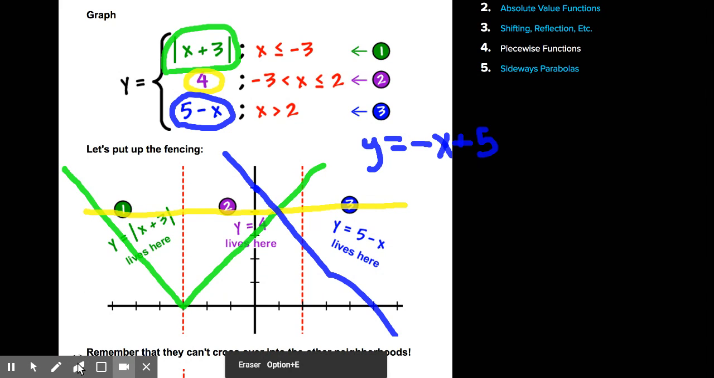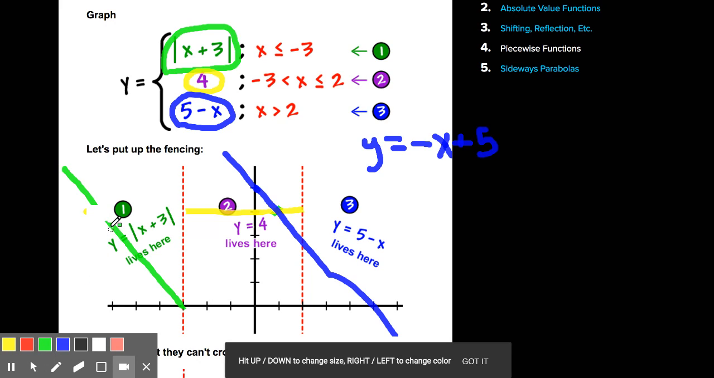Then what I do is I go back to the restrictions and I just erase what I don't need. So absolute value is in green, and I want anything less than or equal to -3. I want a closed circle at 1, 2, 3, -3. So I can erase everything to the right. So if you draw this in light pencil, then you can erase the parts and then kind of fix the parts that you need. Y equals 4, so that's from -3 open circle to 2. So I don't need anything to the right and I don't need anything to the left.